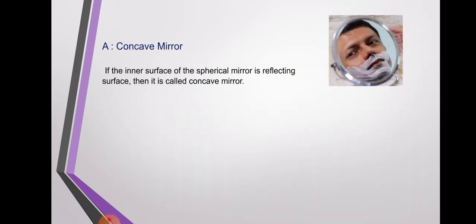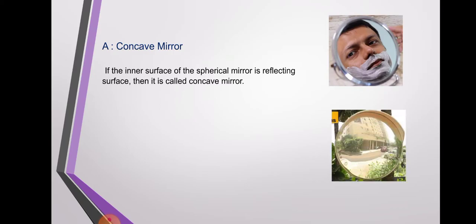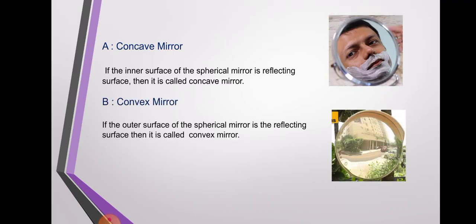Now the spherical mirror has two types. One is a concave mirror. Here you can see a concave mirror, and this is a convex mirror. So a spherical mirror has how many types? Two types. Concave mirror means what? If the inner surface of the spherical mirror is the reflecting surface, then it is a concave mirror, and you will see a magnified, large image through this concave mirror.